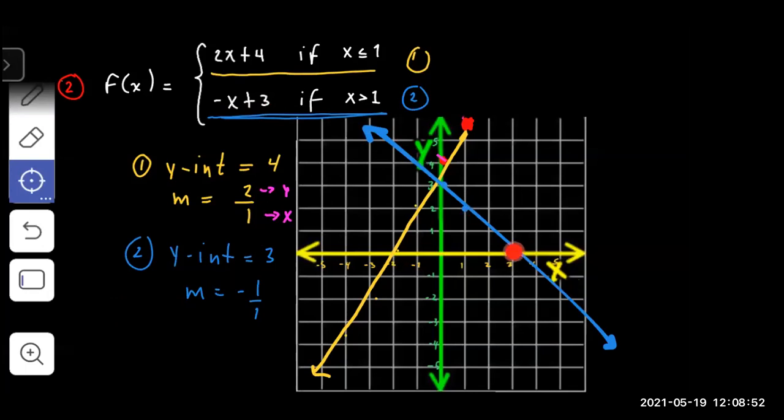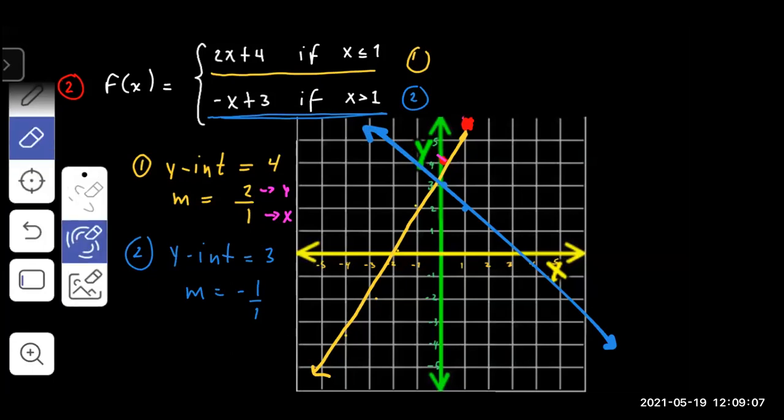Now, guys, let's look at the condition. The condition says this function is valid if x is greater than 1. Go to 1, and greater than. Only these values, to the right from this point. The others are less than 1, guys. I'm going to erase this one because it's not valid. This is not valid. This is not valid.